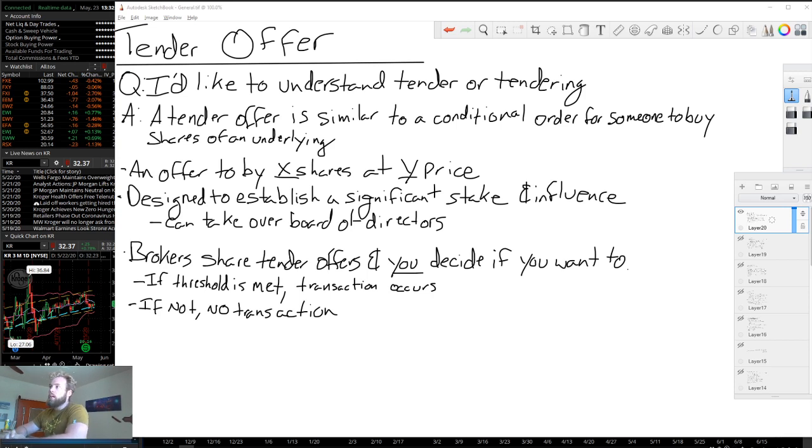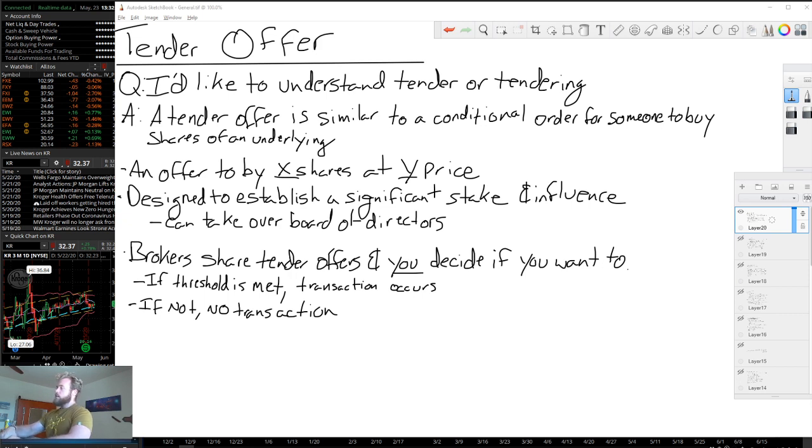This is actually a really cool one, and it happens to be really simple, so easy conversation. So the question was essentially that the poster wanted to understand tender or tendering, what it is. So a tender offer is essentially a conditional order for somebody to buy a certain number of shares of an underlying at a certain price.